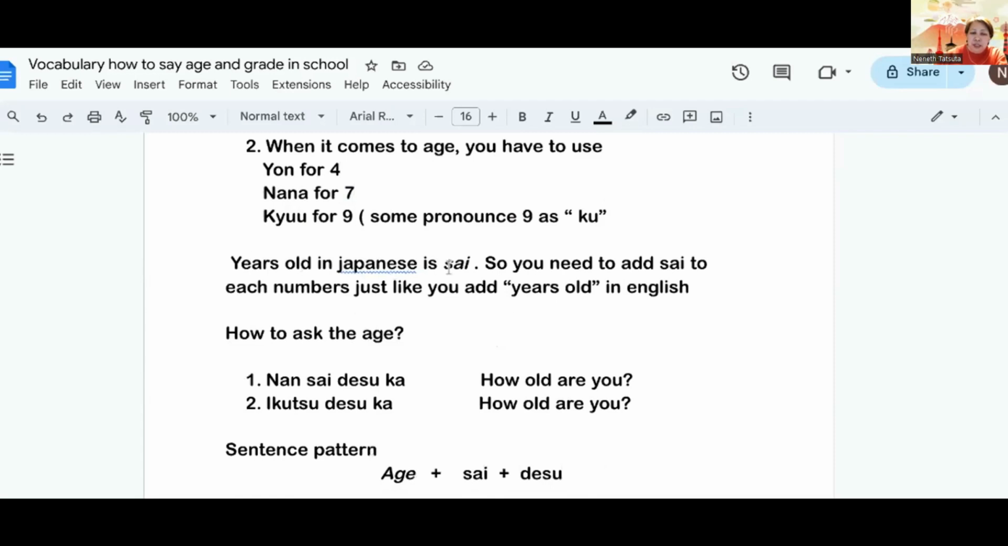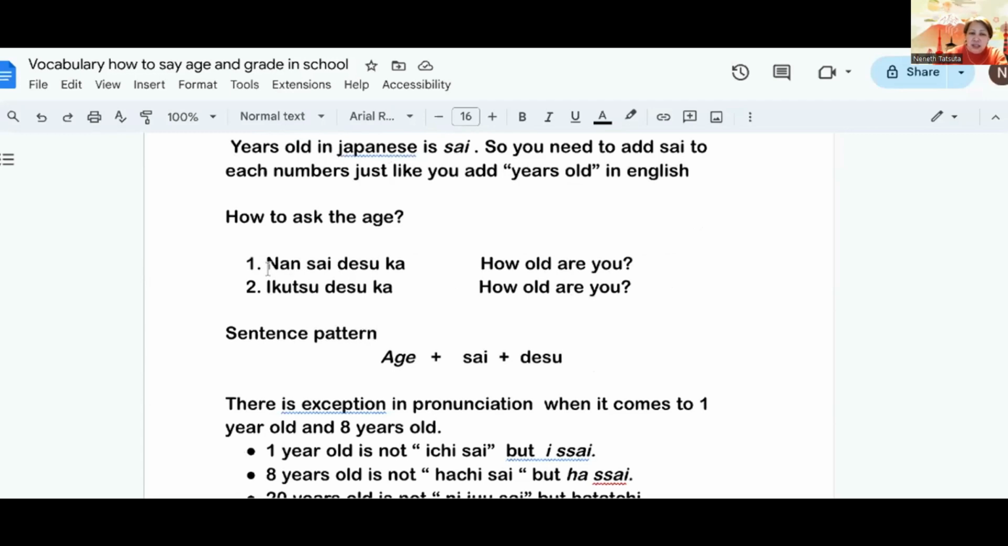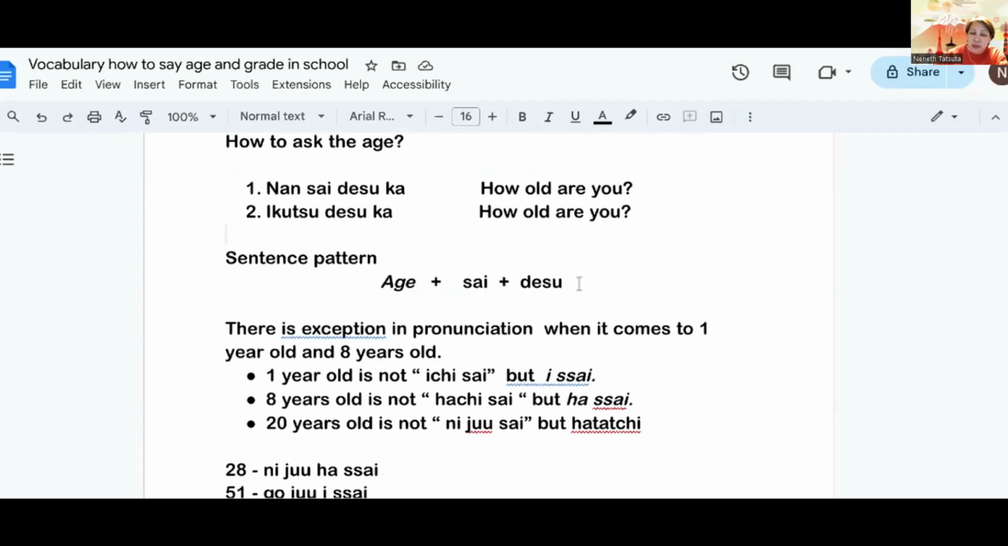Now the years old in Japanese is sai. So you just add the number of your age, and sai means years old in English. So how to ask the age? Like we had in the example, nansai desu ka? How old are you? Or ikutsu desu ka? The same meaning. If somebody approaches you and says ikutsu desu ka or nansai desu ka, they are asking for your age. And then your pattern, as we have learned, is your age plus sai and desu.